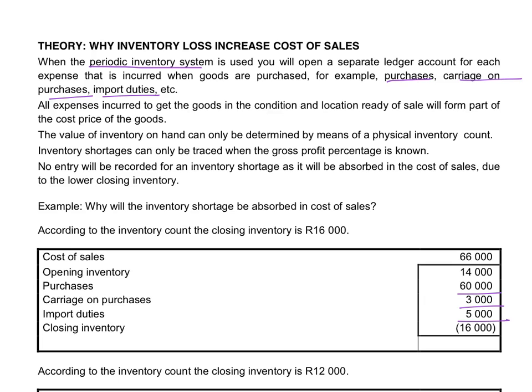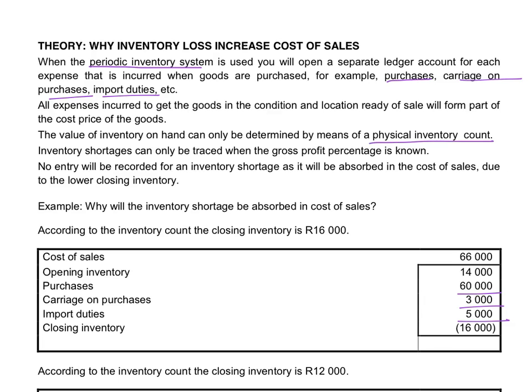So all the expenses that you pay when you buy the goods, the purchase price, carriage to get the goods to your premises, import duties that you have to pay if you import goods from another country, will all form part of the cost price of the goods. The value of inventory on hand can only be determined by means of an inventory count.